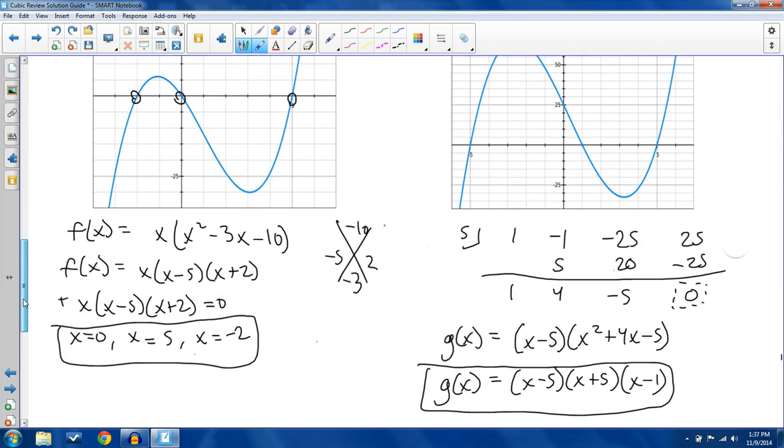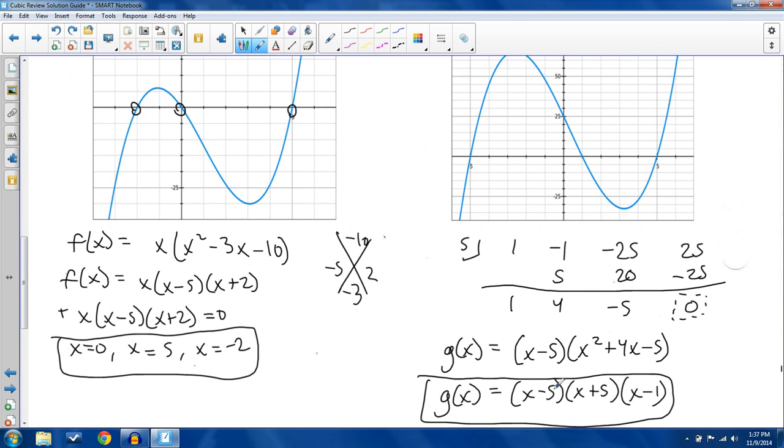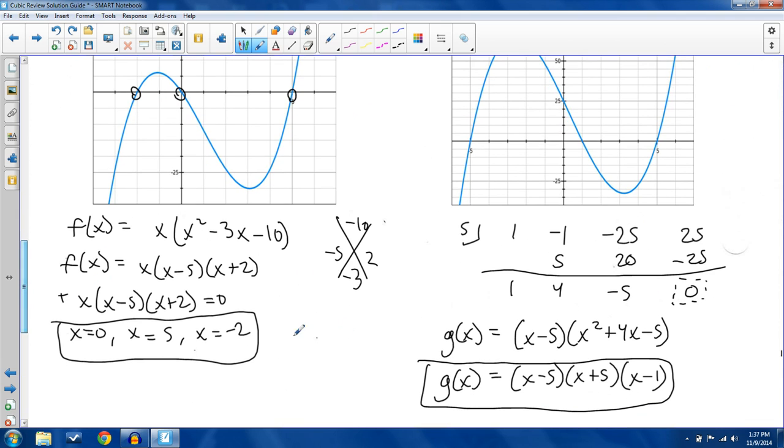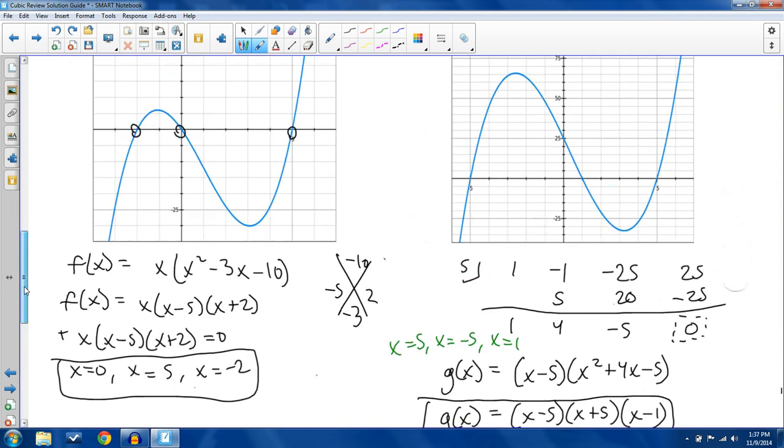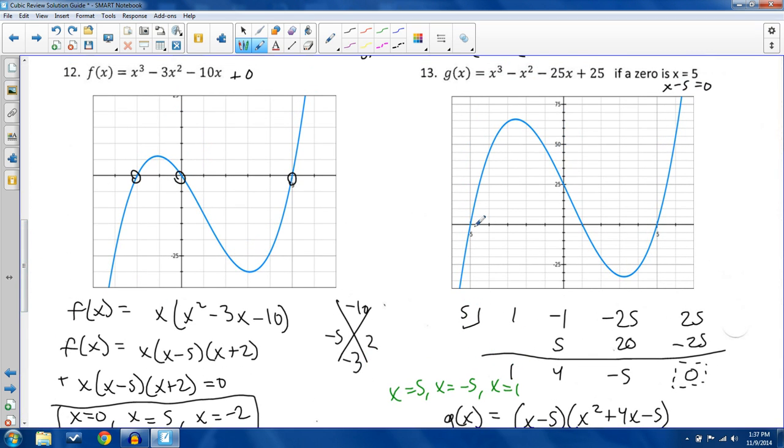So let's go ahead and look at the factored form versus the graph. I should have zeros at, should probably write them up here. If x minus 5 equals 0, then x equals 5. We knew that one. If x plus 5 equals 0, x equals negative 5 is a 0. And if x minus 1 equals 0, then x equals 1 is one of my zeros. So you should see your graph cross at negative 5, 1, and positive 5. So you see it hit those points.